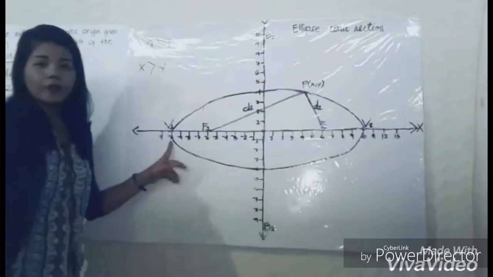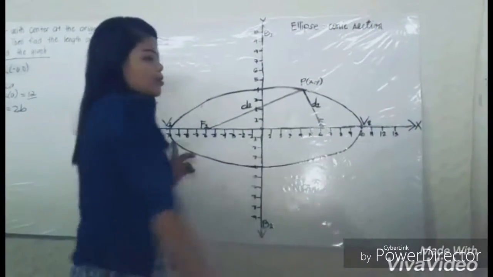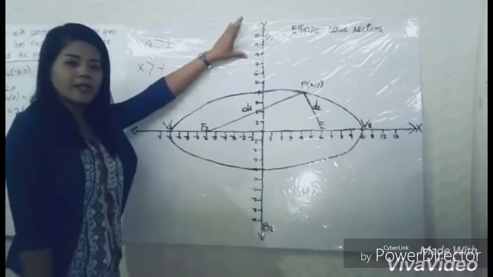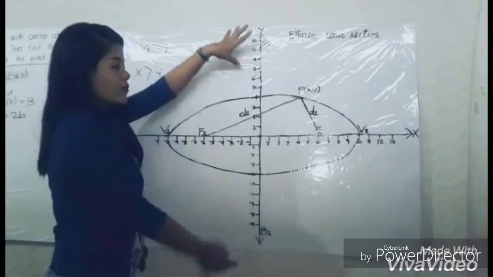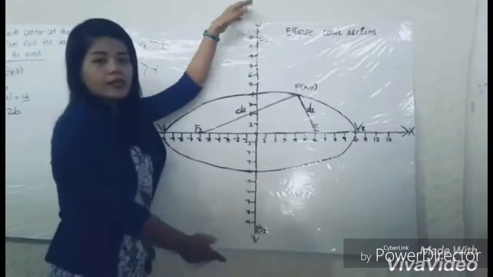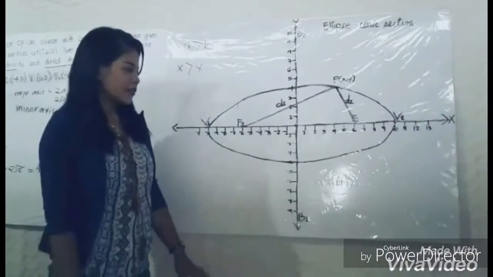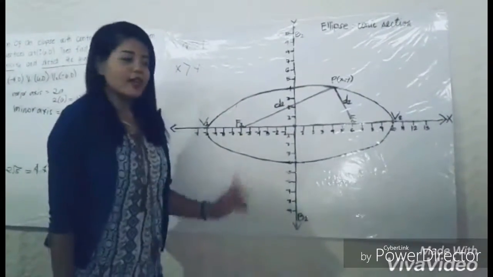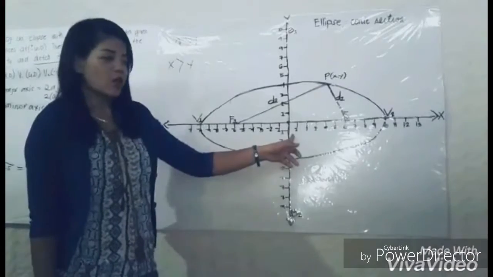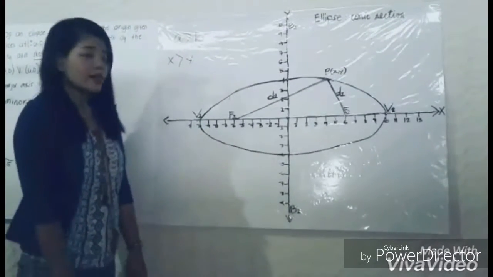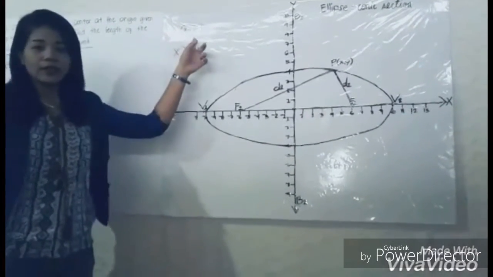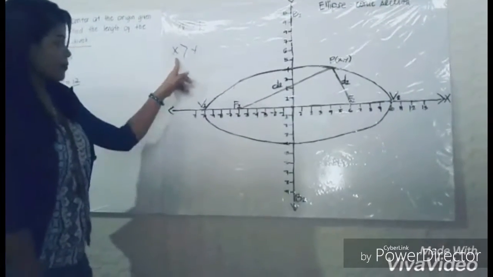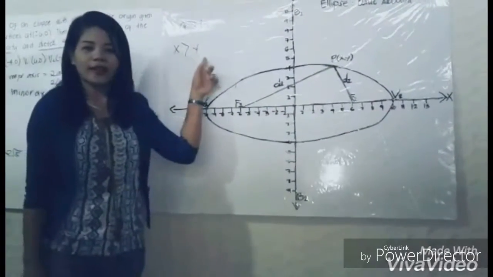Referring to the figure, V1 and V2, through the foci, is the major axis. The perpendicular bisector of V1 and V2 is the minor axis. Each endpoint of the major axis, V1 and V2, is called a vertex. The midpoint of the line is called the center of the ellipse. And take note, a is always greater than b. Simply said, the x-intercept is greater than the y-intercept.